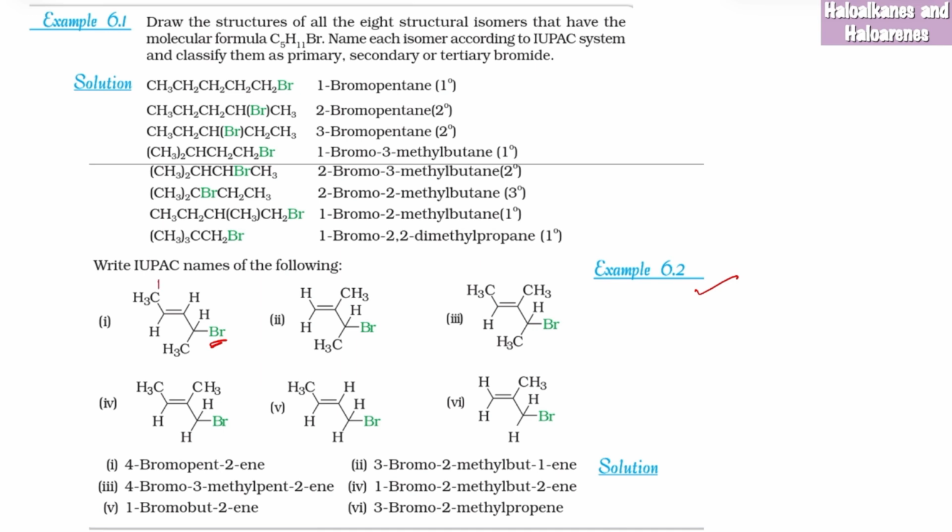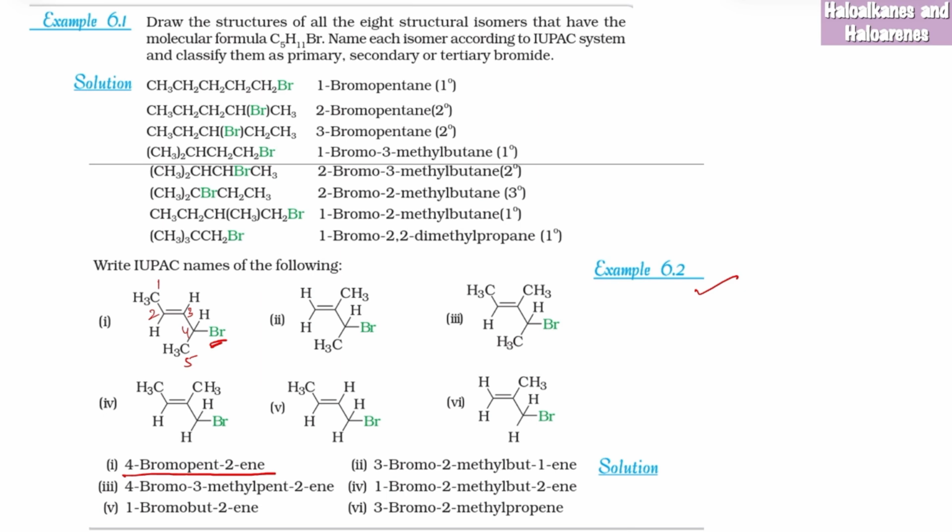तो ये हो जाएगा 1, 2, 3, 4, 5. So longest chain is of 5 carbon. There is a double bond at the second carbon. So pent-2-ene will be the parent name. Bromine is present as a substituent on the fourth carbon. So the name of the compound becomes 4-bromopent-2-ene.